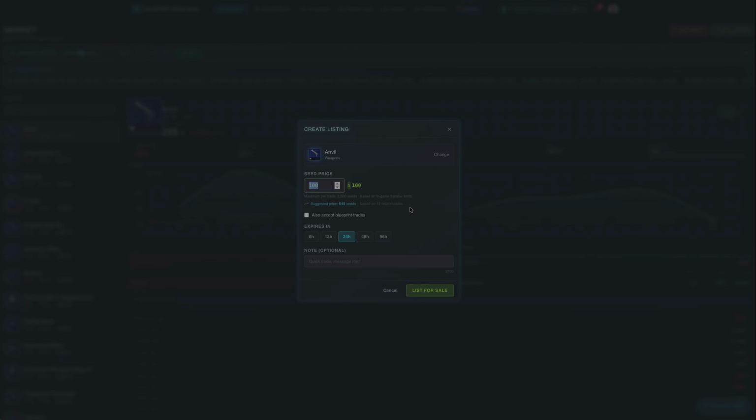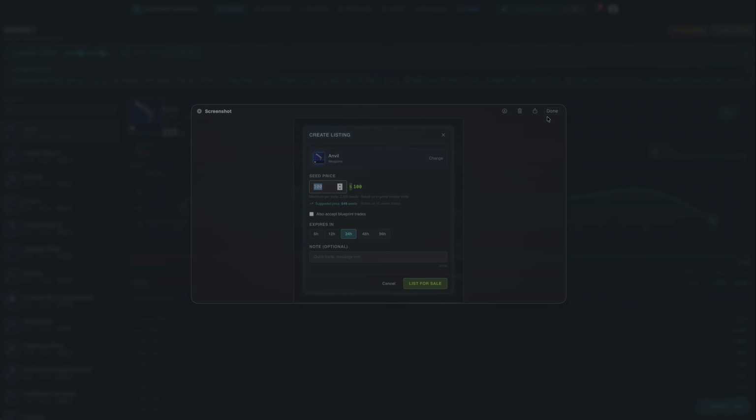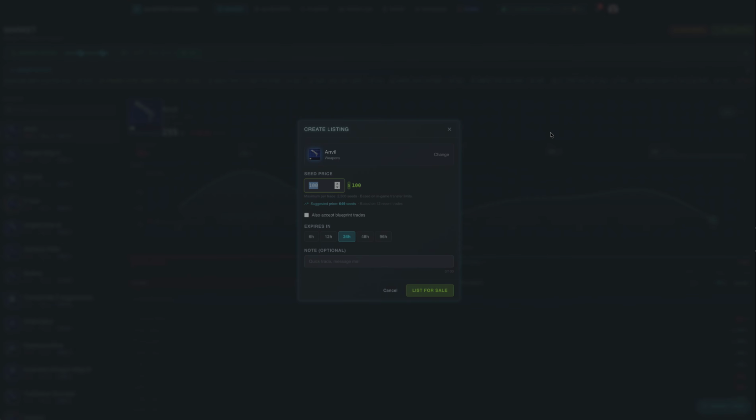So this is all real time. I don't dictate any of these prices. So the more users we have, the better. If the anvil is going for 50, then the suggested price will be 50. Oh my god, that's sick. It loaded, it worked, and we did the back end SQL.